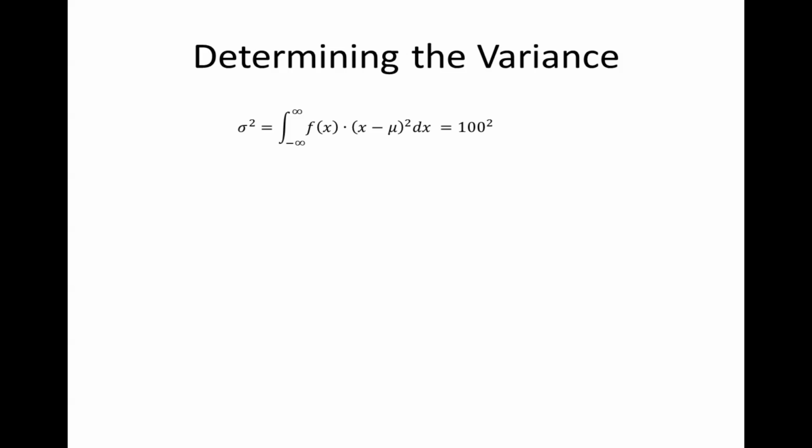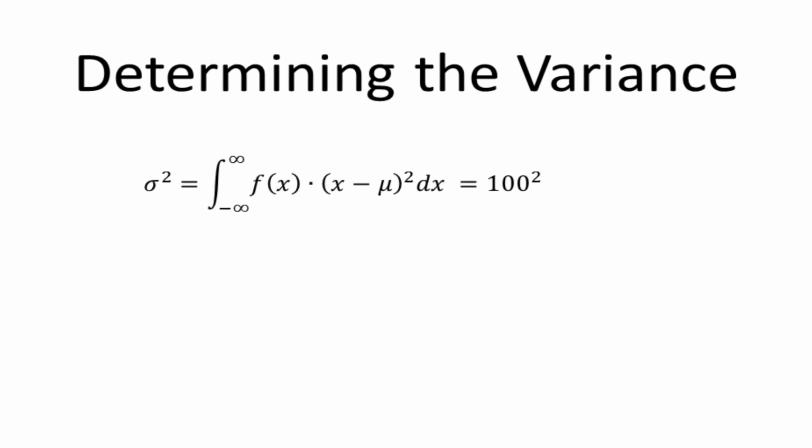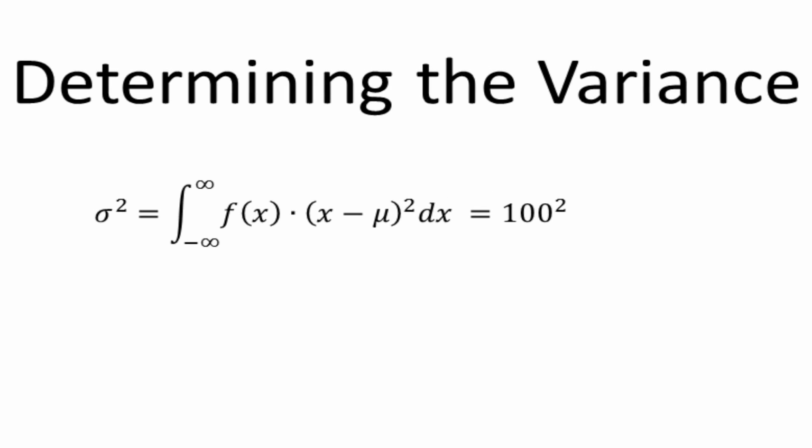Recall that we wanted the standard deviation of the population to be 100. Now here's the general formula for determining the variance. Since the standard deviation has to be 100, we want the variance to be 100 squared, or 10,000. So let's see if we can work with that.